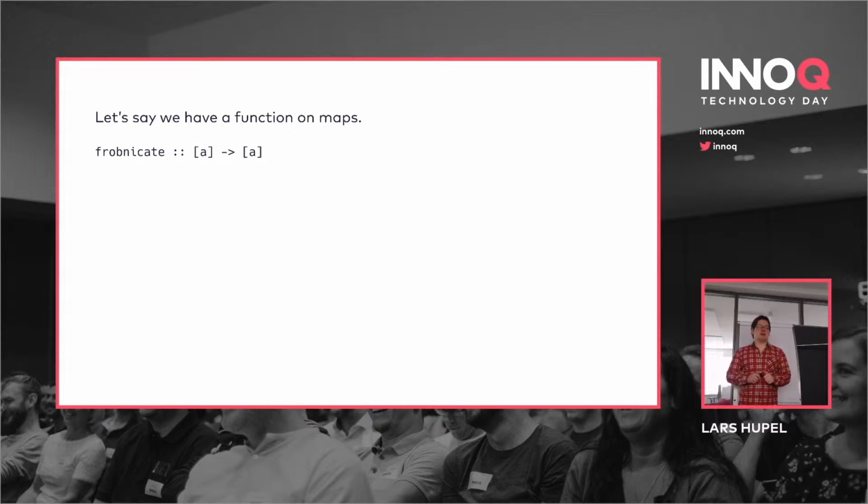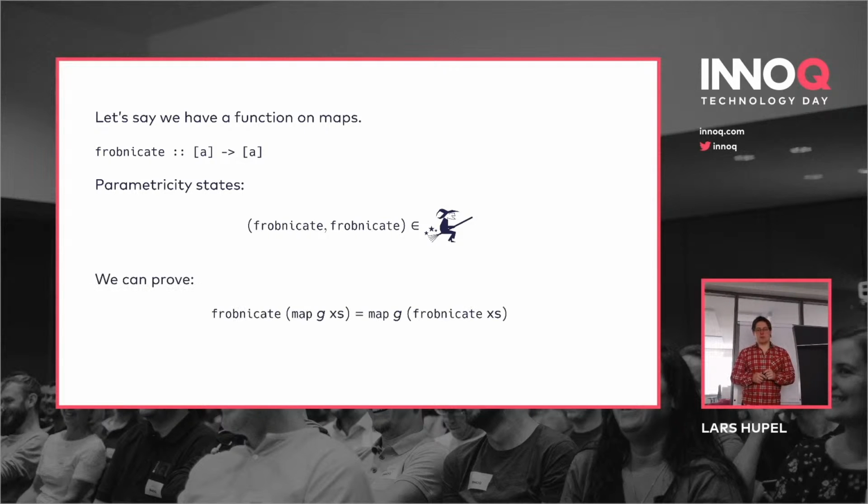But let's say we have functions on more complex types. So for example, let's say we have a function on lists. And Fromdicate is a function that takes a list of A and returns a list of A. Our parametricity theorem now says that Fromdicate is related to itself according to some kind of magic relationship. I'm not going to put this on the slide, so I just put a witch on a broom here. So we just say that Fromdicate is related to Fromdicate in some way. Now, what do we gain from this?